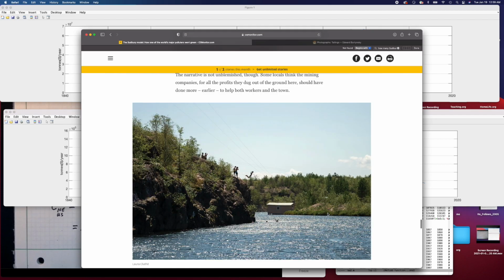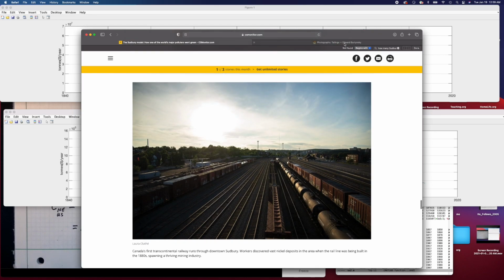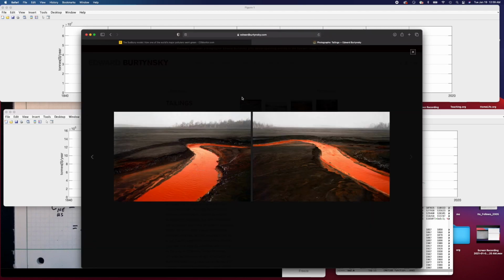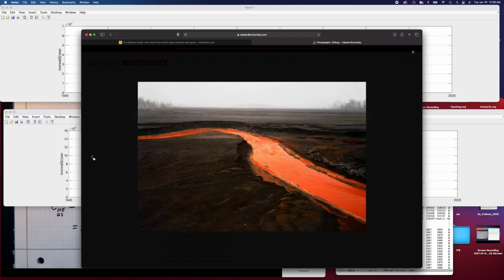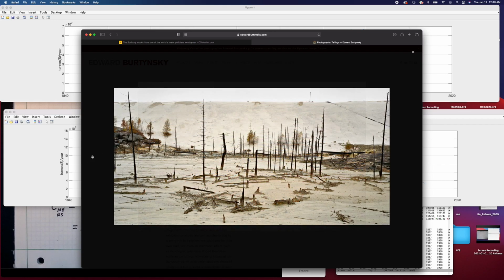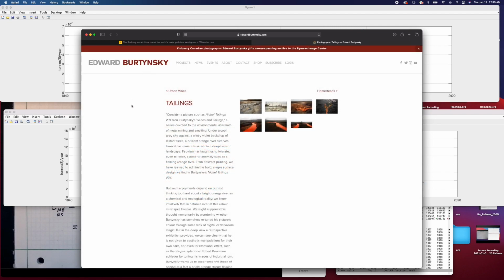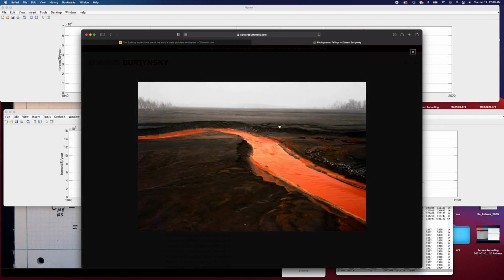All right, so I'll go back to here and leave you with the photographs from Ed. Let me get it. Ed Bertinsky is the photographer and filmmaker who took these pictures of the slags in the tailings.